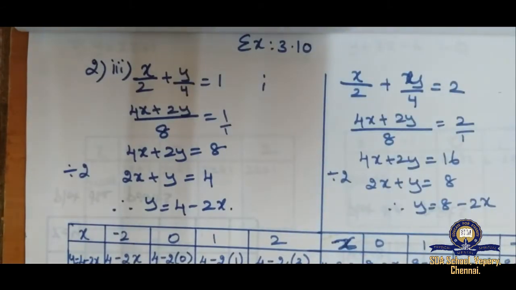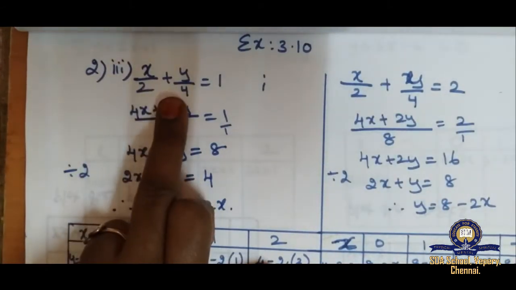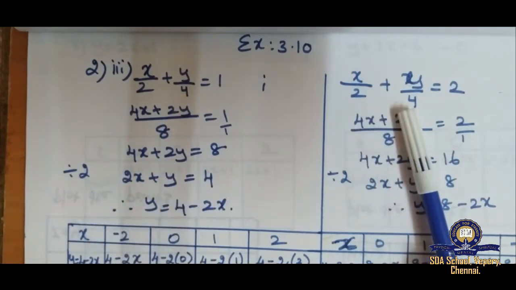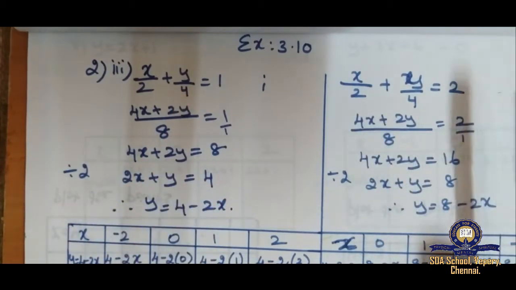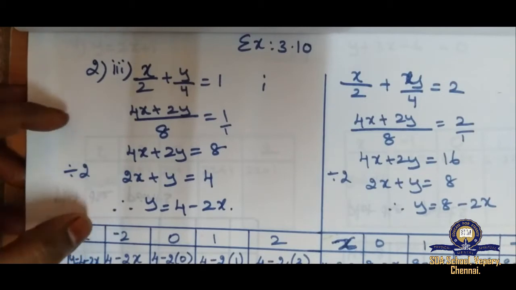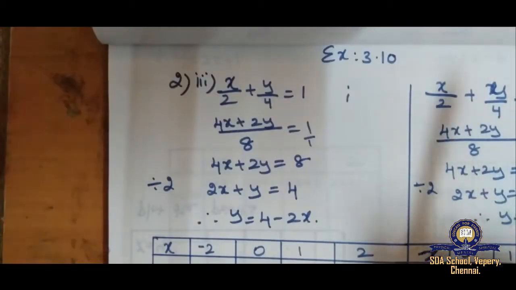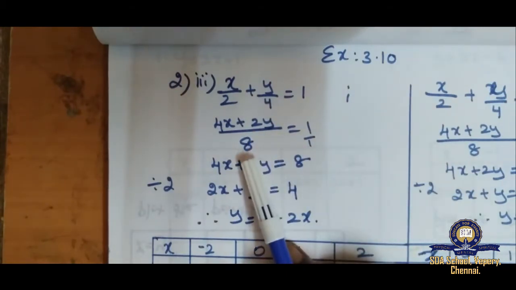The question is x by 2 plus y by 4 is equal to 1, and another equation is x by 2 plus y by 4 is equal to 2. First we'll see the first equation, then we'll do the second equation. First we'll see how it came.